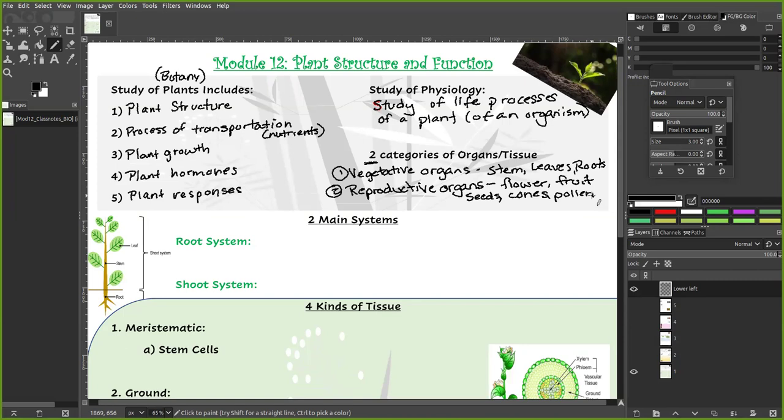Now, there are two main systems in a plant. One is the root system, which is composed of roots. And its function is to absorb nutrients, like water, minerals.